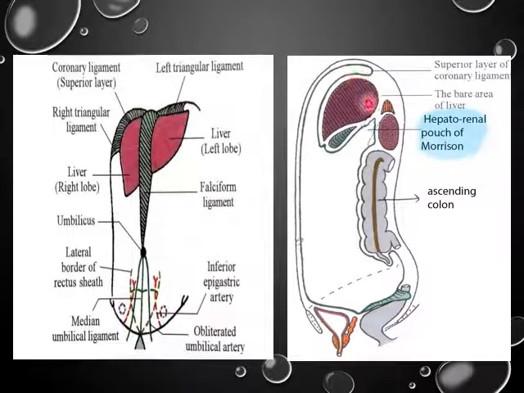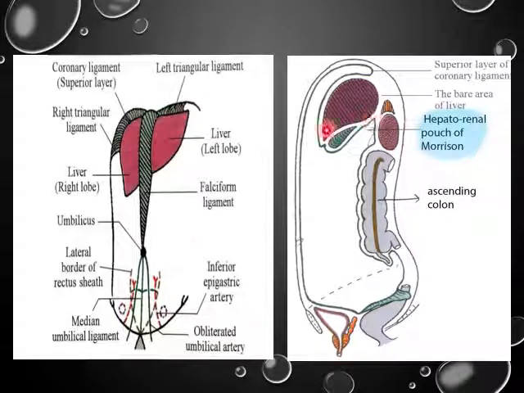So this is the posterior surface of the liver. The one which is present above this double layered fold of peritoneum is the superior layer of the coronary ligament, and the one present below, once again a double layered one, is the inferior layer of the coronary ligament.